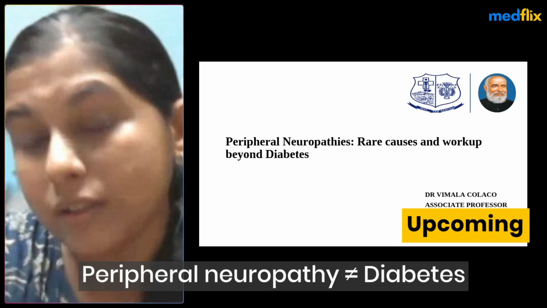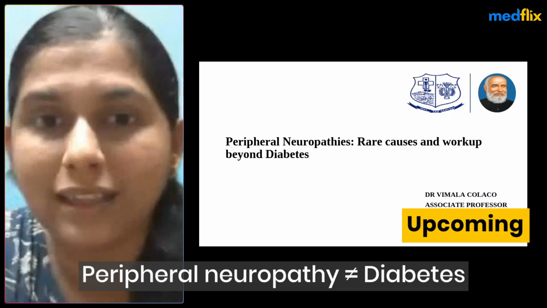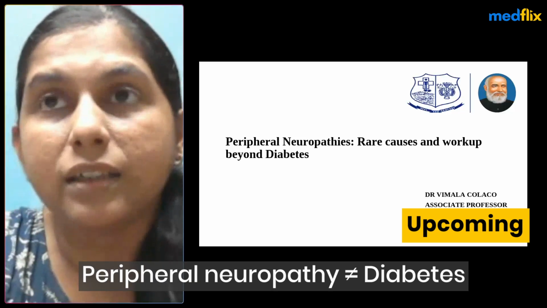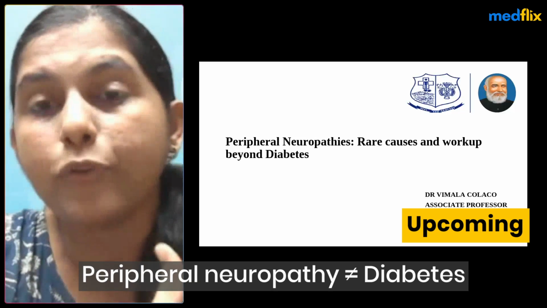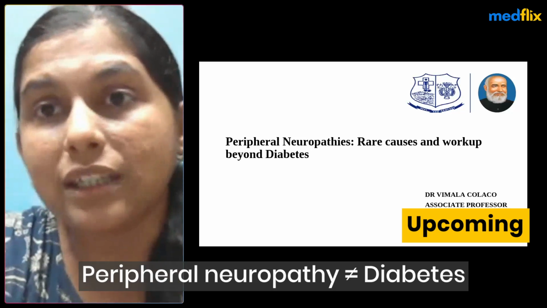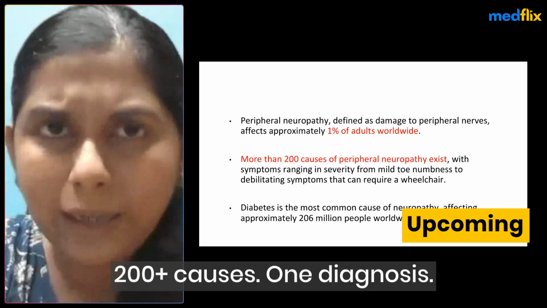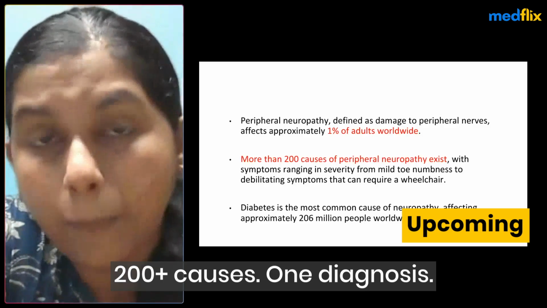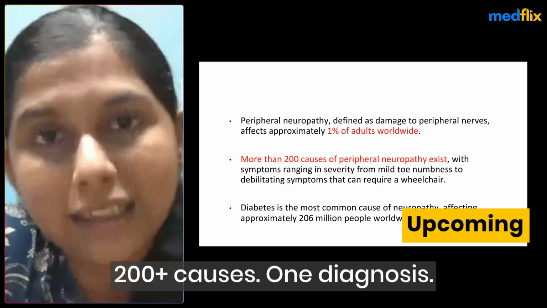Quite often for us, peripheral neuropathy and diabetic peripheral neuropathy in general practice has become synonymous. And when we think of peripheral neuropathy per se, the number of causes, the etiological evaluation that can be done is extensive. Peripheral neuropathy, as we know, is basically damage to the peripheral nerves, and it affects approximately 1% of adults worldwide. So this is a staggering number.